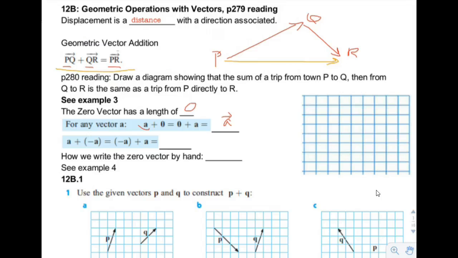Then there is the negative vector, like the opposite of vector A. If you add the opposite of vector A to vector A, you get the zero vector, regardless of which order you do it in. You could add the opposite vector first or second. In the end, if you add the opposite vector with the vector itself, you get the zero vector. How do we write the zero vector by hand? I think like that.